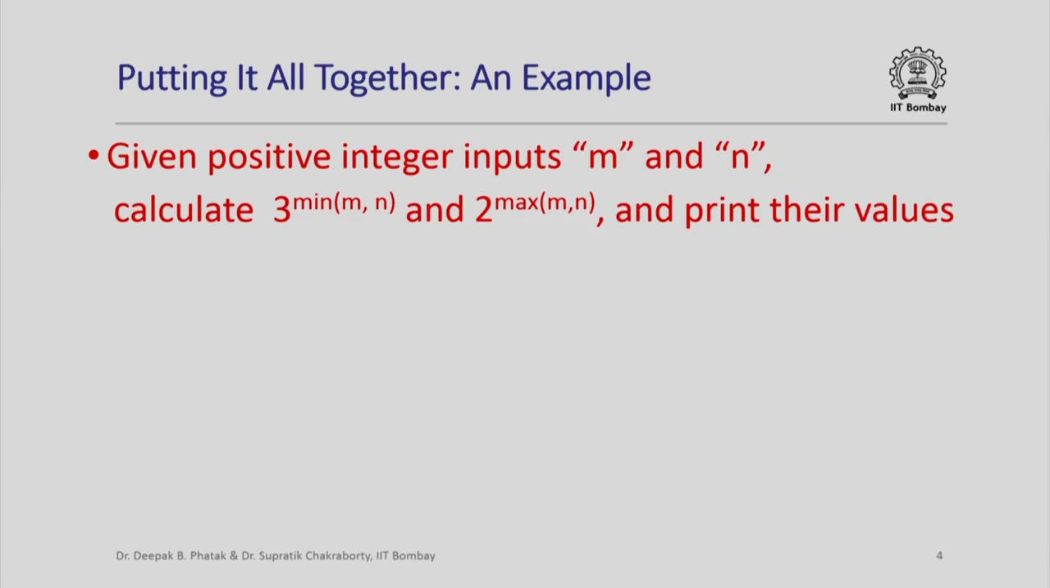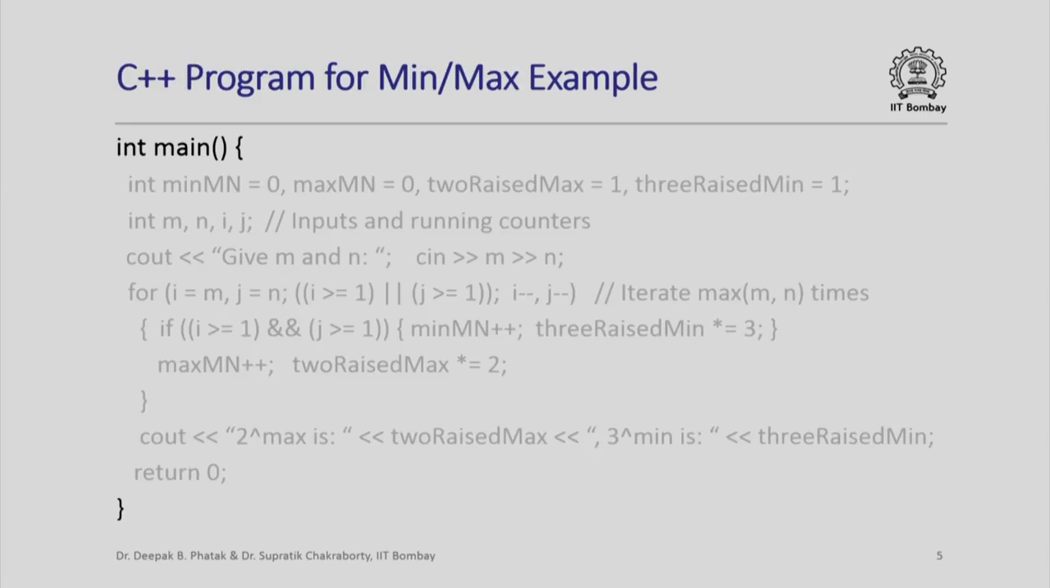An interesting question is, can we write a program that actually calculates both 3 raised to min(m,n) and 2 raised to max(m,n), but using just one loop in C++? That sounds interesting, and let us see how we can go about doing that.